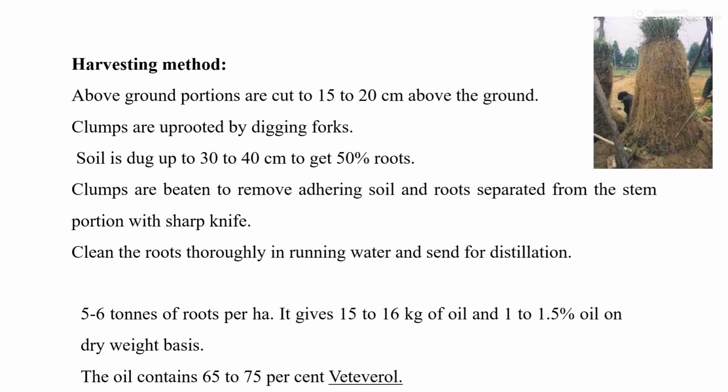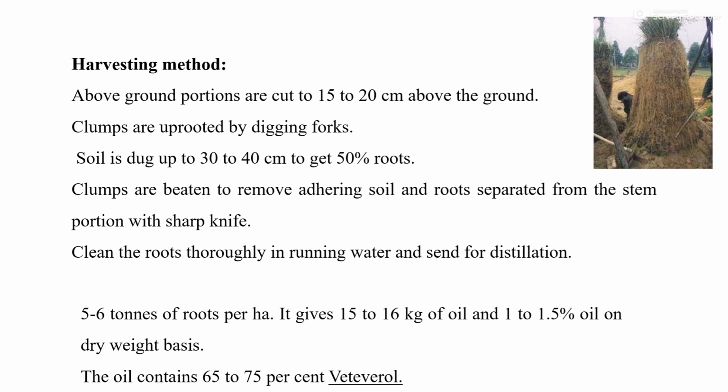Harvesting method. Above ground portions are cut to 15 to 20 centimeter above the ground. Then clumps are uprooted by digging with a fork. Then the soil is dug up to 30 to 40 centimeter to get 50% of the roots. Clumps are beaten to remove the adhering soil and the roots are separated from the stem portion with a sharp knife. Clean the roots thoroughly in running water and send them for distillation.